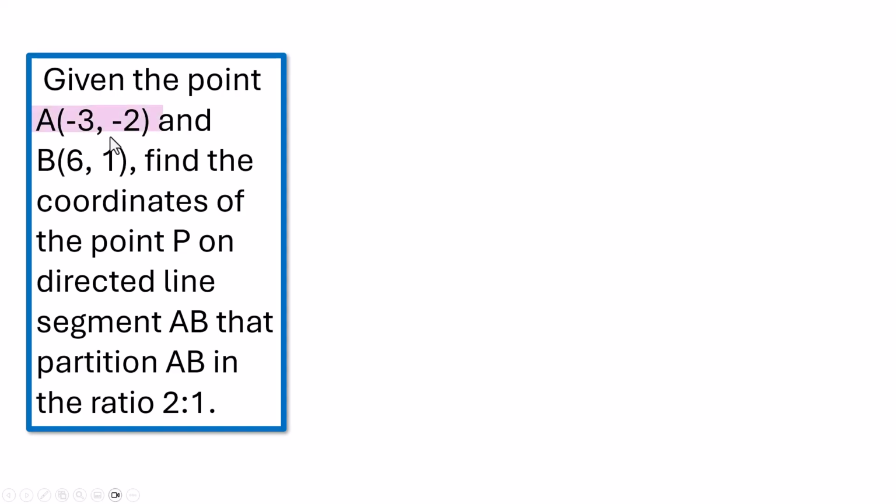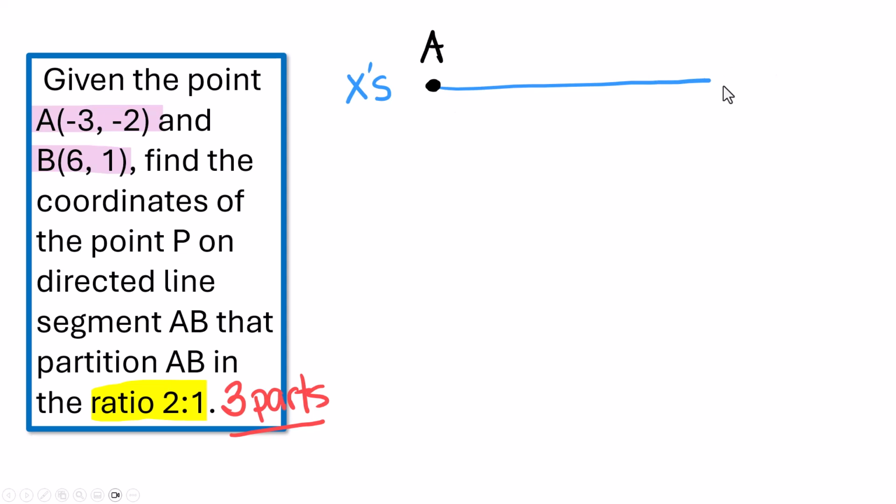A is -3, -2, and another point B is 6, 1. I'm going to do directed line segment AB such that it partitions it into the ratio of 2 to 1. Okay, so I have to take whatever this line is and divide it into 3 equal parts. Well, without graph paper, I will do my X's and Y's separately. So I make myself a little helping number line for my X's first. It's starting at A and going to B, and I look only at the X coordinates. The beginning coordinate for this one is -3, and the ending coordinate was 6.